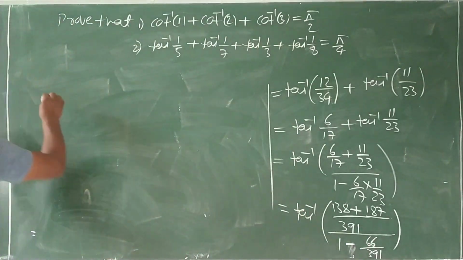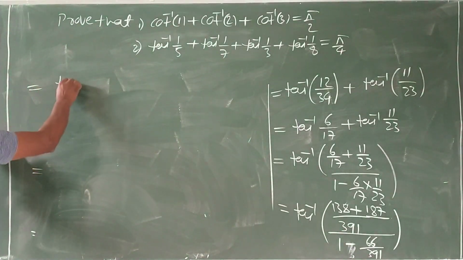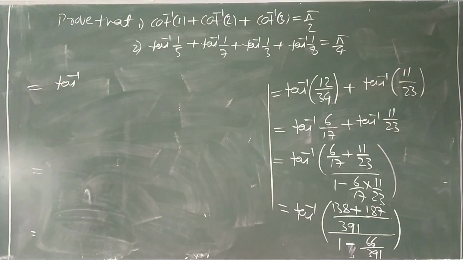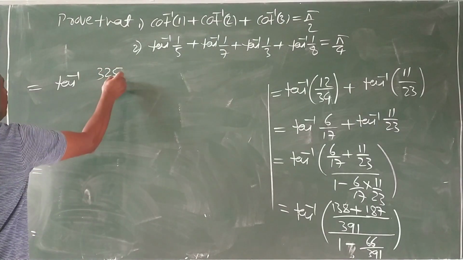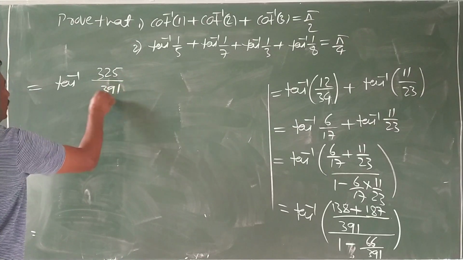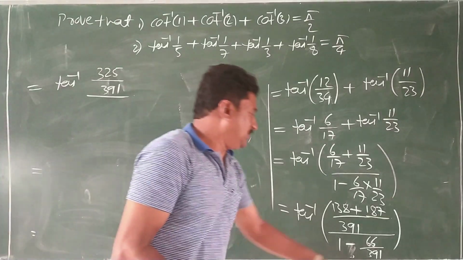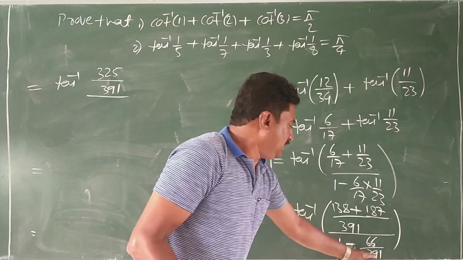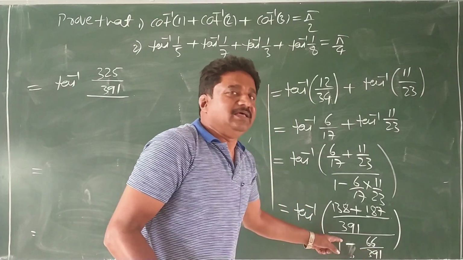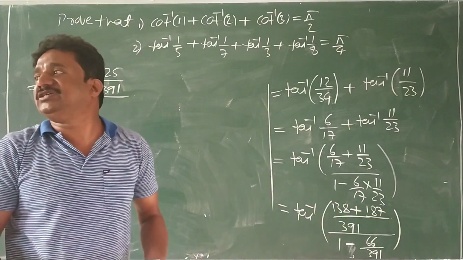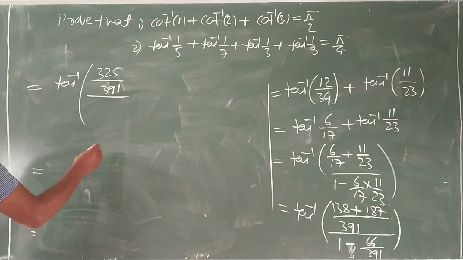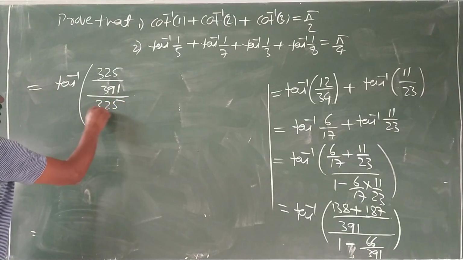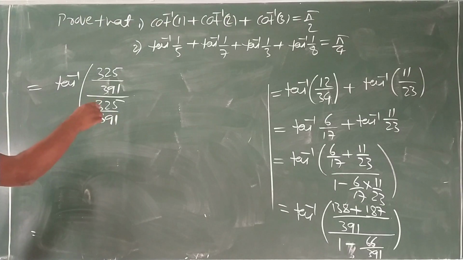Look at this, students. So write tan inverse 138 plus 187, 325, by 391, divided by the LCM. LCM is 391. 391 minus 66, tell me that. 391 minus 66 is 325. So 325 by 391. Correct?